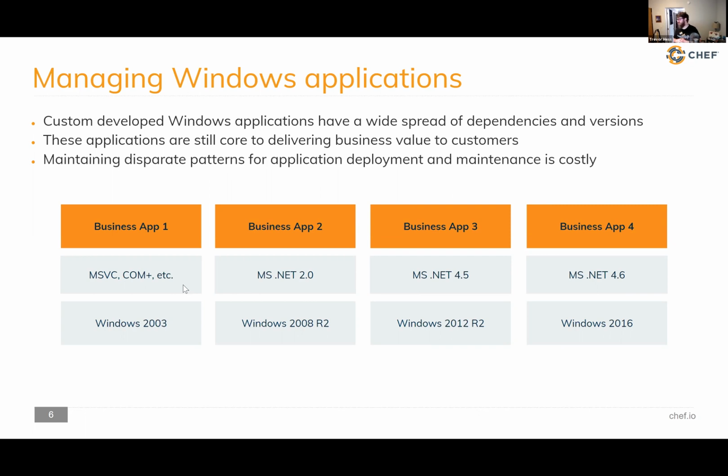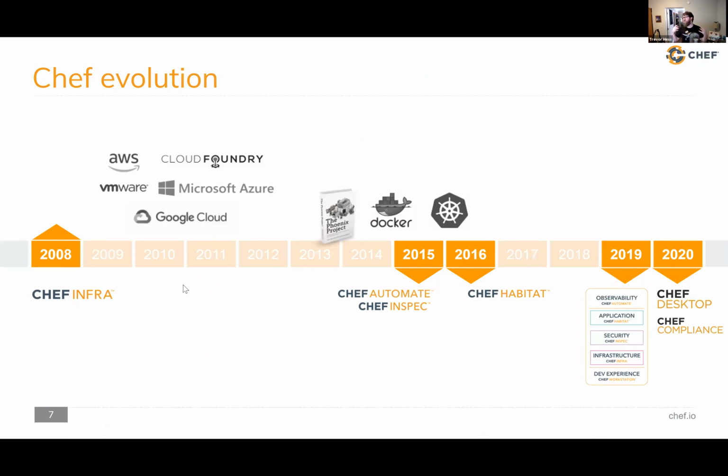If we go forward. So who are we? Why do we have an opinion here? Why are we telling you we've got something to show you to help solve some of these problems? Well, we're Chef. We came onto the world in 2008 with our Chef Infra product, which was one of the pioneering technologies in the DevOps space and infrastructure automation as a whole.